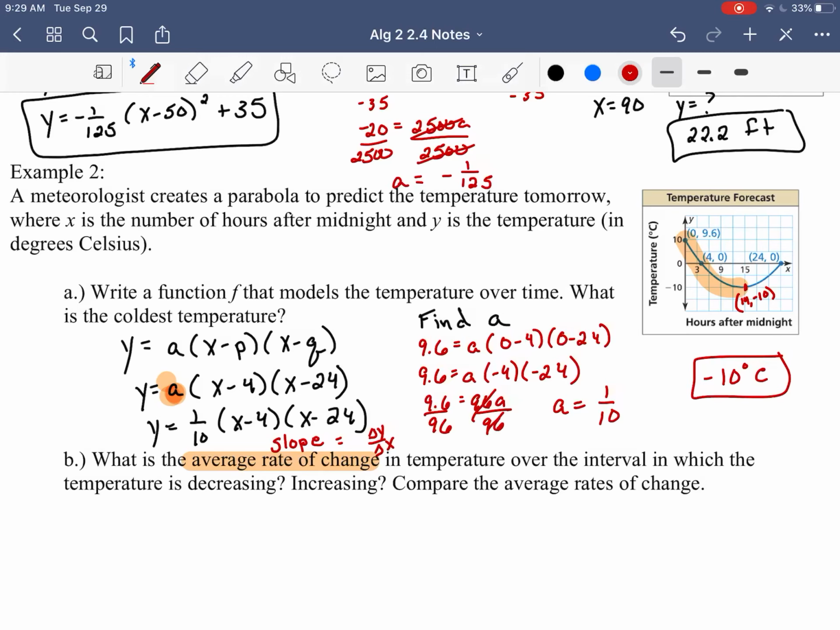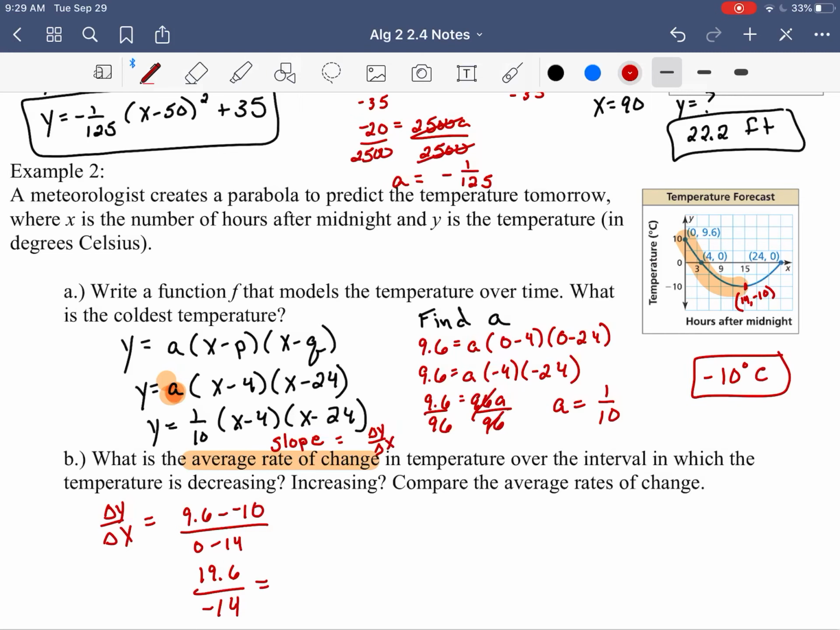So we want to find the slope on that interval, the orange bit where we're going down. My rate of change for the decreasing part is my change in y over change in x. So I subtract my y's, 9.6 minus negative 10, and I subtract my x's, 0 minus 14. 9.6 minus negative 10 is positive 19.6 over negative 14, which is 19.6 divided by negative 14. We get negative 1.4. And that's degrees Celsius per hour because it's a rate. This was temperature, degrees Celsius, and this was hours. So it's degrees Celsius per hour. That's where it's decreasing.